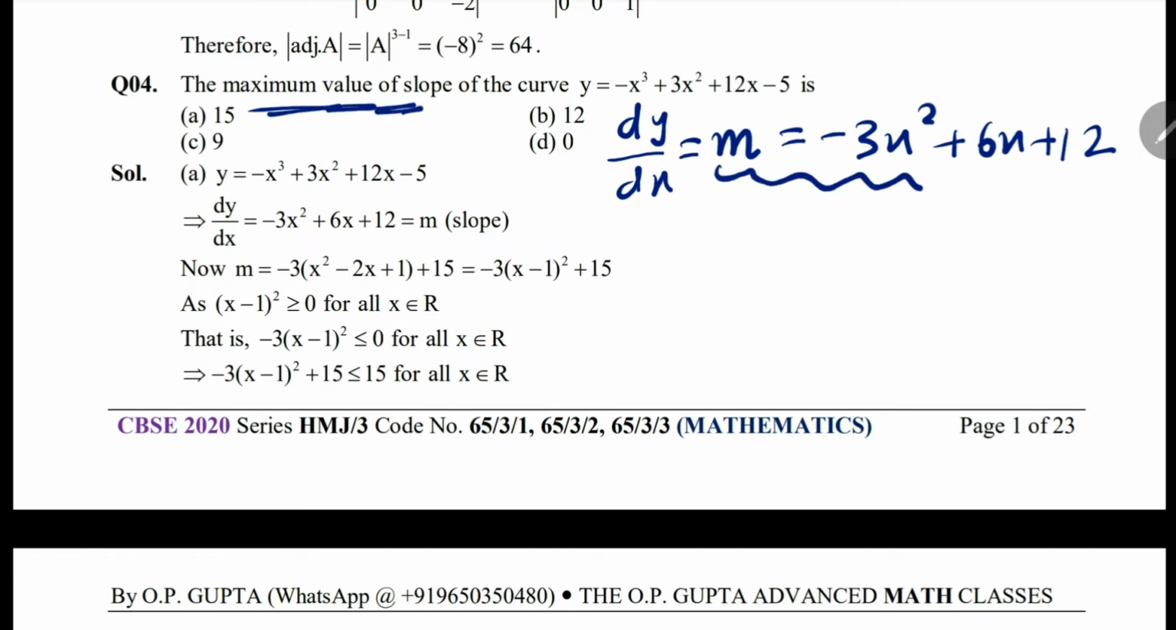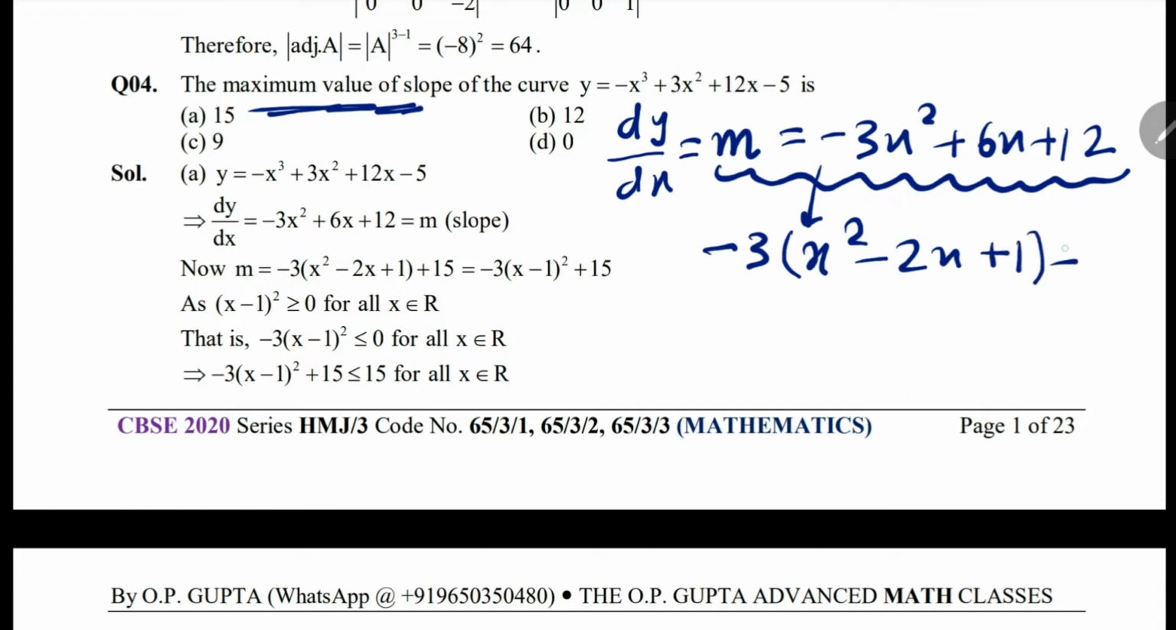So if you think about going for the double derivative test of this new function m, which represents the slope, it will be very lengthy. So instead of that, what you can do, you can simply take a -3 common. Therefore it will be x square minus 2x plus 1. In that case we have to add 15. If you simplify this expression, you must get -3x square plus 6x plus 12, and we are getting exactly the same thing. Now it can further be written as x minus 1 whole square plus 15.